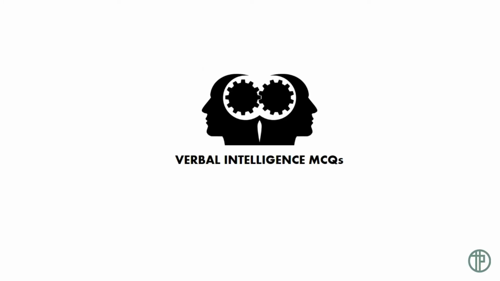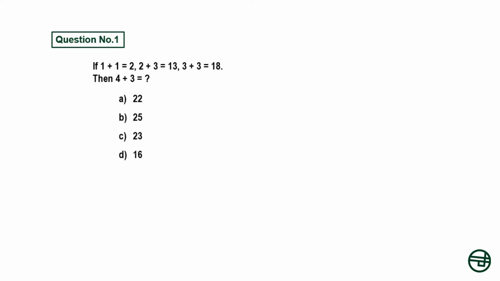Verbal Intelligence MCQs. Question number 1. If 1 plus 1 equals 2, 2 plus 3 equals 13, 3 plus 3 equals 18, then 4 plus 3 equals? Option A, 22. Option B, 25. Option C, 23. Option D, 16. Answer is option B, 25.